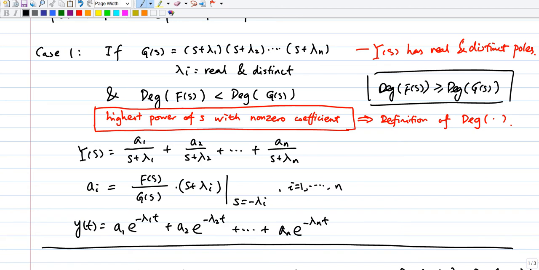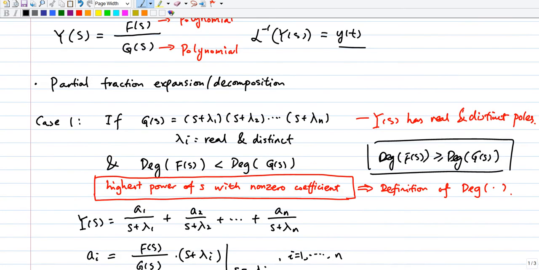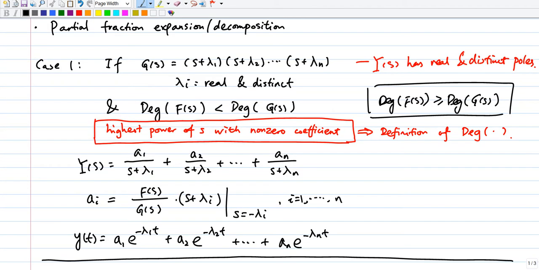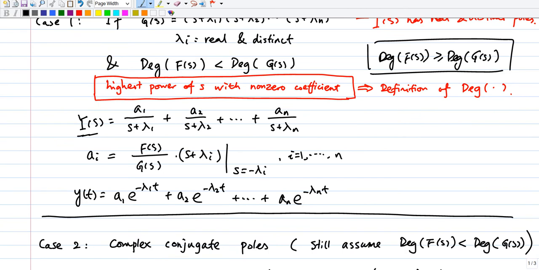So under these two assumptions, one is that Y(s) has distinct and real poles. In other words, G(s) can be written as (s plus lambda 1) times (s plus lambda 2) up to (s plus lambda n). I can decompose Y(s) as a1 divided by (s plus lambda 1), plus a2 divided by (s plus lambda 2), and so on, plus an divided by (s plus lambda n). This is the way we can decompose Y(s).